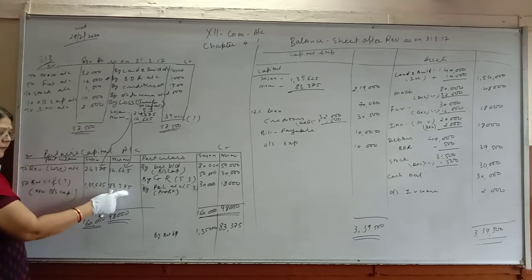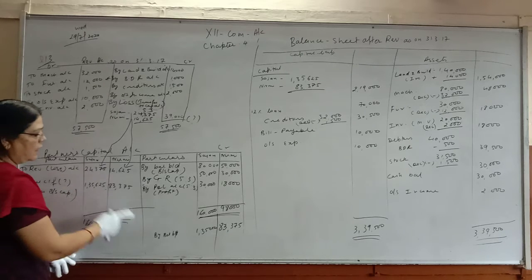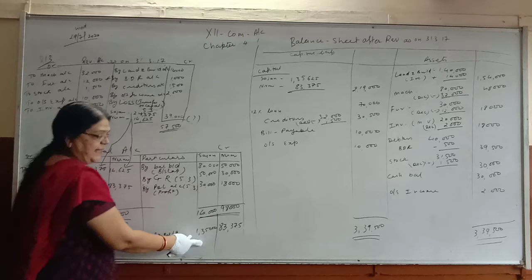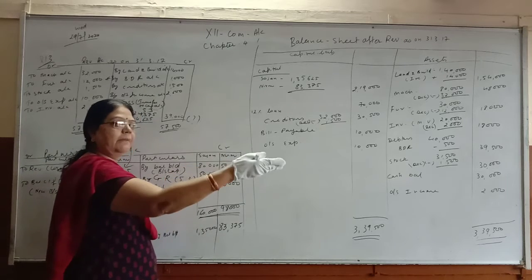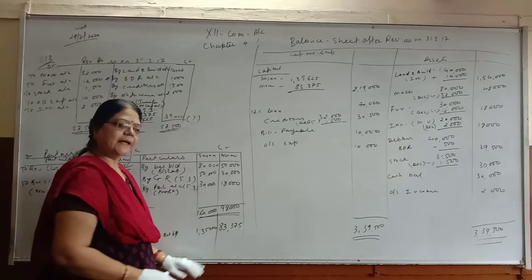1,35,625 and 83,375. Two balance carried forward. And this balance carried forward will be the difference amount. I have put the question mark. Then total both the sides. Now this balance carried forward will be balance brought down for next year, that is the next coming year. So this is ledger and posting, what we have done in that same way.